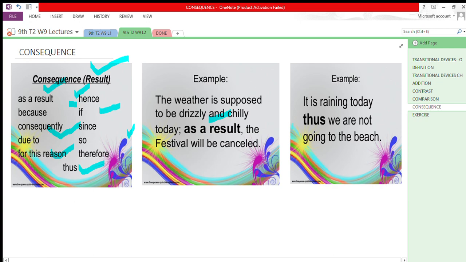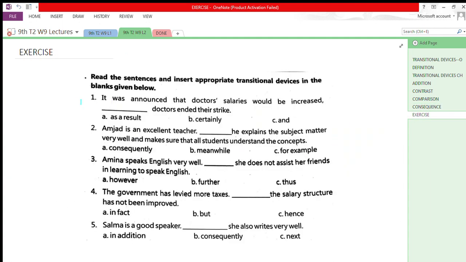It is raining today, thus we are not going to beach. So, as he is busy, therefore we have to stay at home. Okay. He could not come to school due to his illness. Now see, all these are showing the result of one action on the other. Now here is an exercise for you to do. If you look at these sentences, it was announced that doctors' salaries would be increased, and then three options are given.